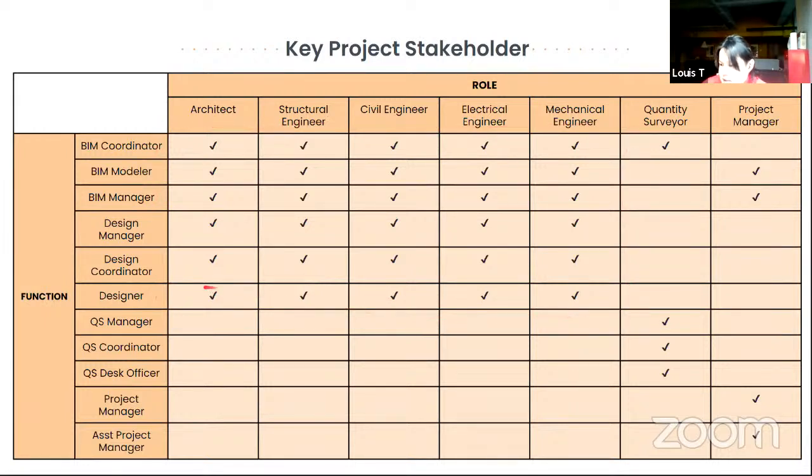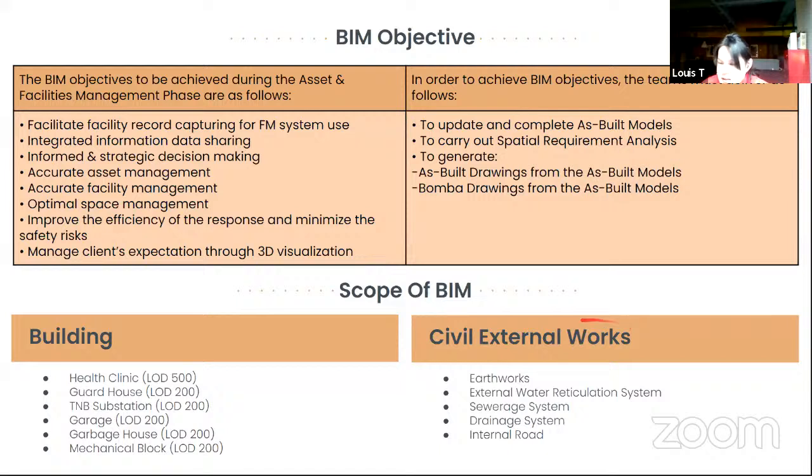So the only major difference is the quantity surveyors. They only focus on the BIM coordination and their own QS quantity surveying activities. And then lastly, the project managers will control and monitor all the activities, including the BIM modeler and also the project managers. So next.